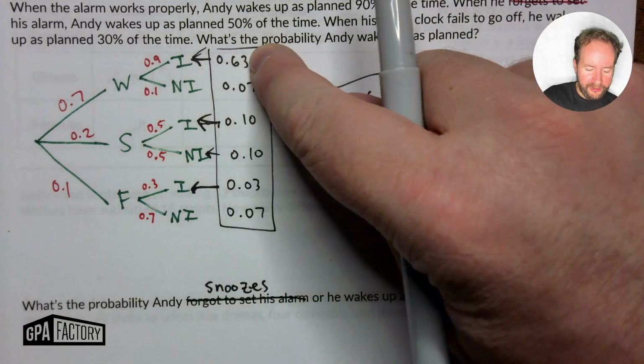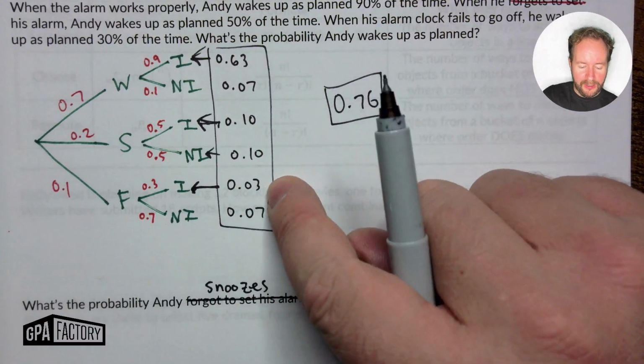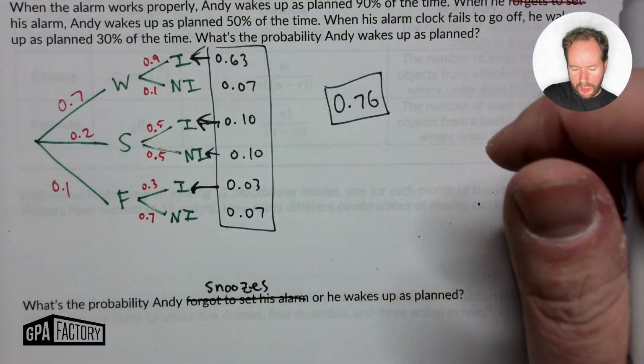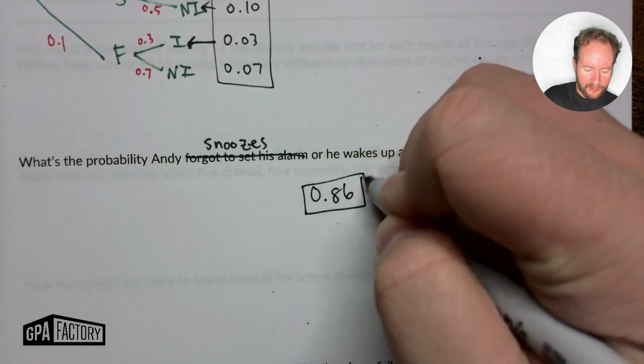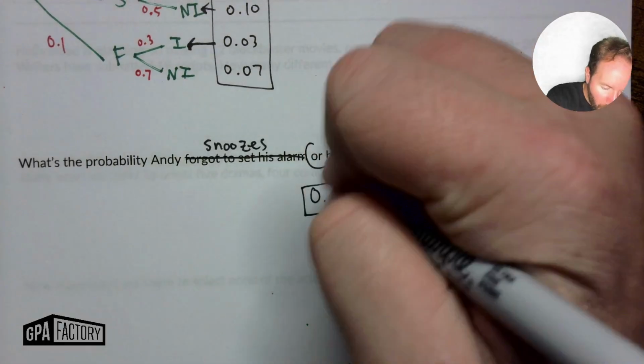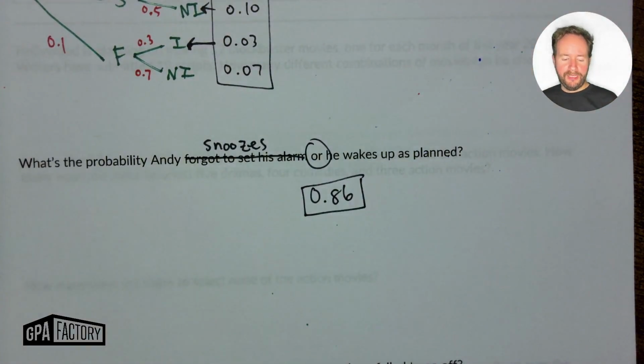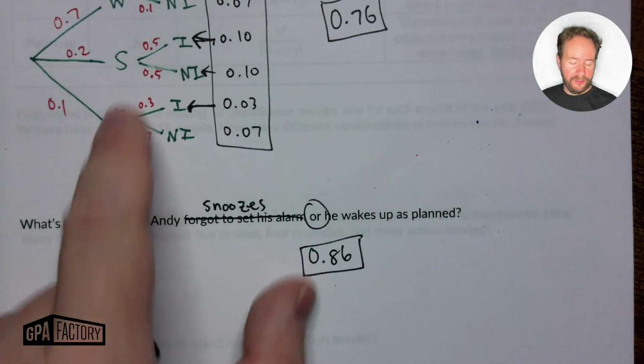So 63, 10, 10, and 3 makes for 86. Again, snoozes or wakes up as planned. That's all the I's and everything that falls in the snooze category.